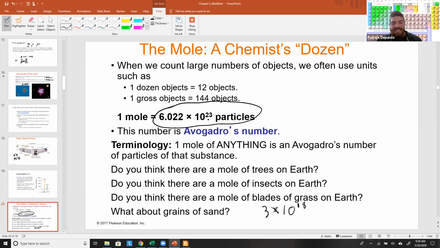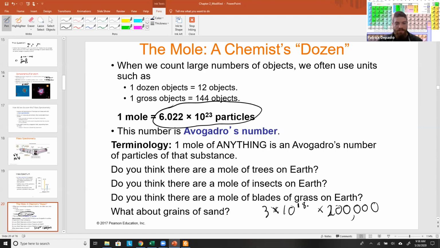Avogadro's number is 6 times 10 to the 23rd. So you multiply it by 5? No. You multiply it by 100,000, or actually technically 200,000. 10 to the 5th. So there are 200,000 times fewer grains of sand on Earth than a mole.